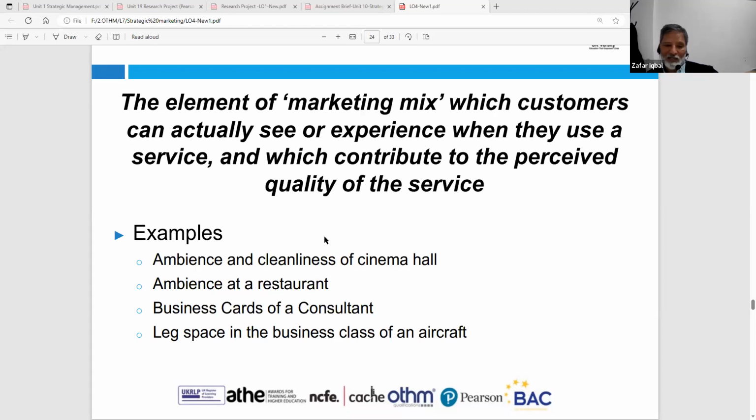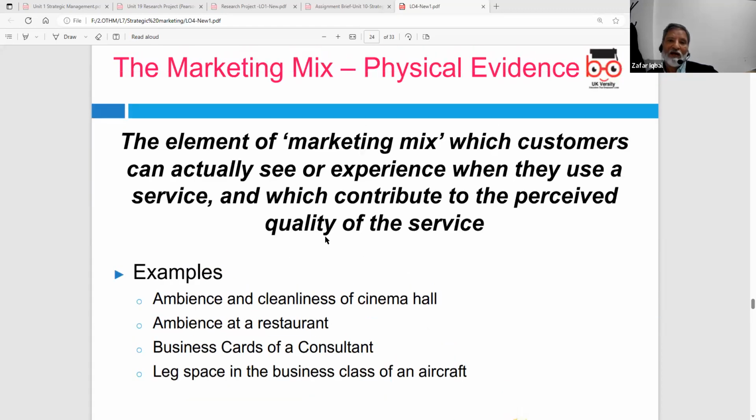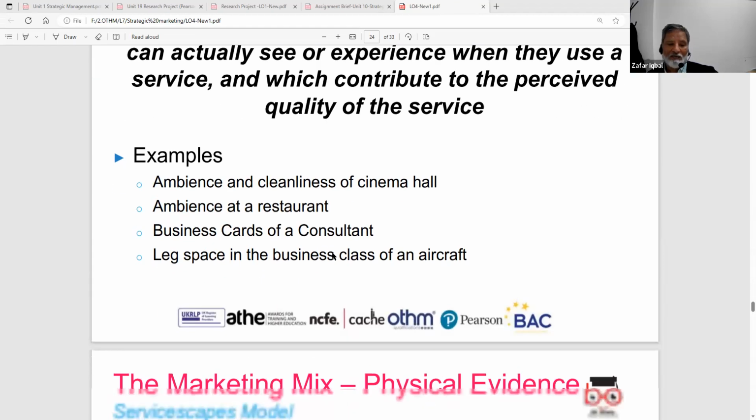Okay. Examples, for example, business cards of a consultant. If it's a nice business card, you can see it as an example of physical evidence. For example, if you are traveling in business class of an aircraft, the leg space, for example, is physical evidence. Cleanliness in a cinema hall, for example, is seen as physical evidence. Ambience at a restaurant is seen as evidence of quality of service and physical evidence. So these are all contributing to the perceived quality of service. It is very important that the physical evidence is there.